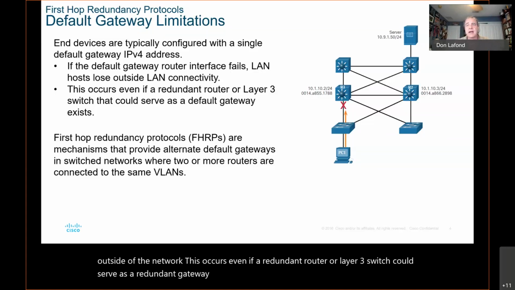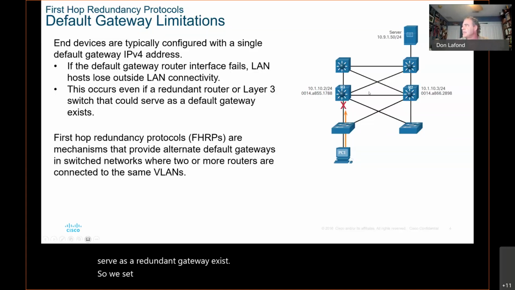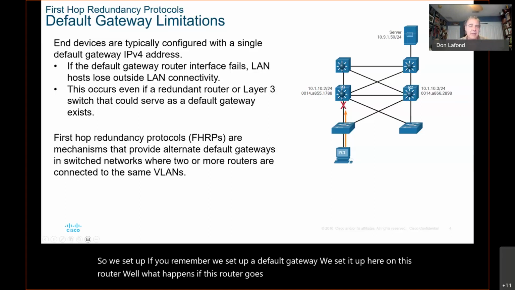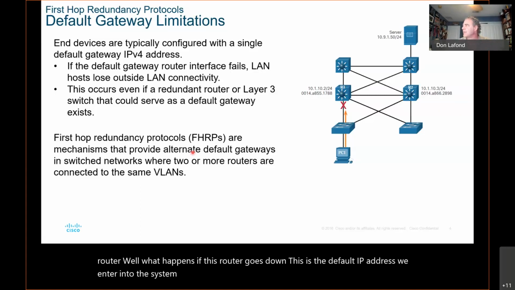So if you remember, we set up a default gateway here on this router. Well, what happens if this router goes down? This is the default IP address we enter into the system as our default gateway. So if this router goes down, this switch isn't even going to consider sending traffic to R2.